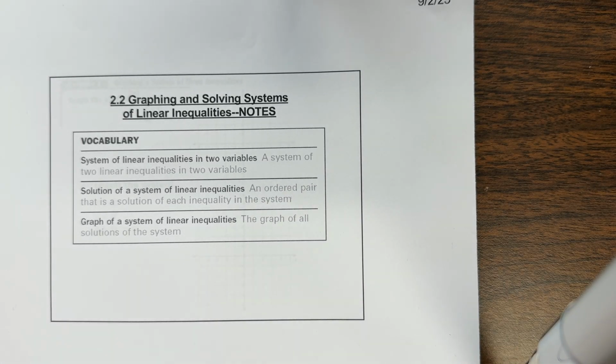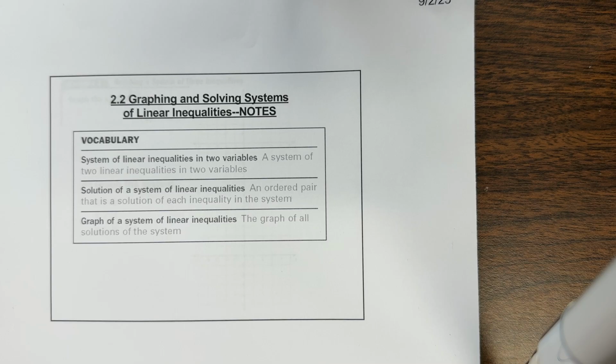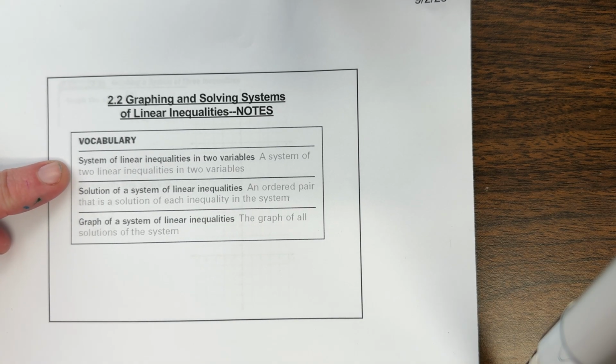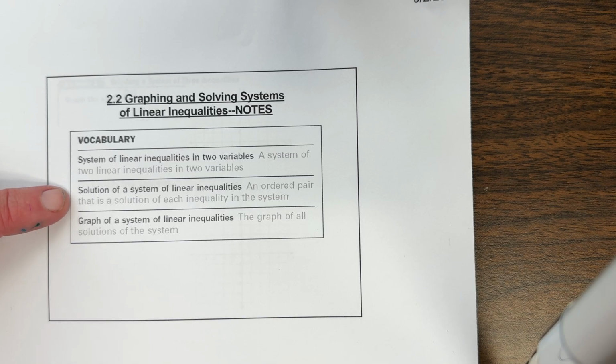All right, you guys, today is lesson 2.2, graphing and solving systems of linear inequalities. So some vocab: system of linear inequalities in two variables, solution of a system of linear inequalities, and graphing of a system, the graph of all solutions.